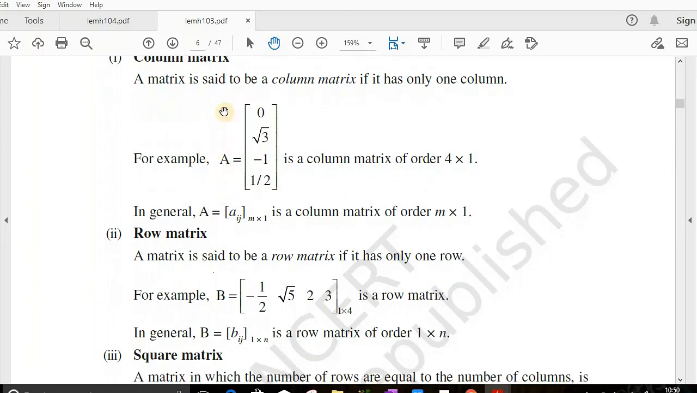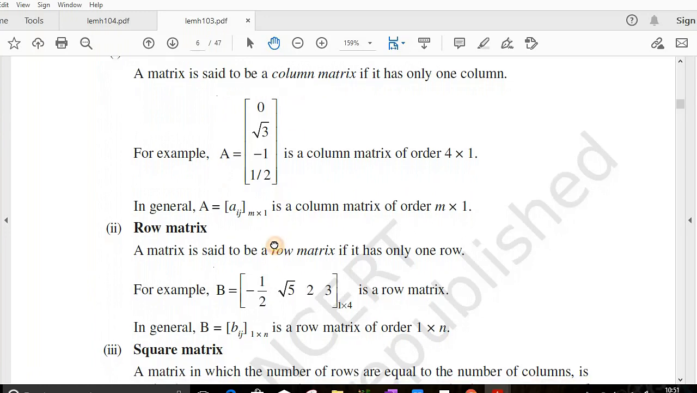Similarly, after the column matrix you have the row matrix. If a column matrix has one column, a row matrix must have one row.